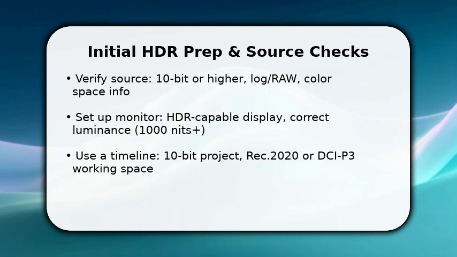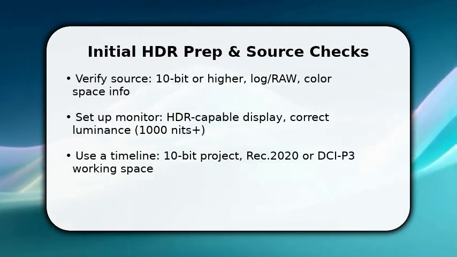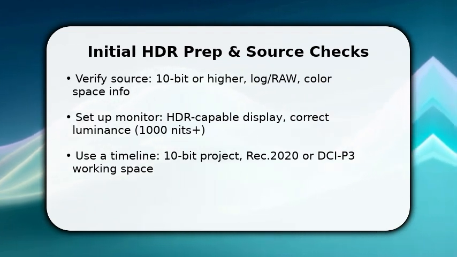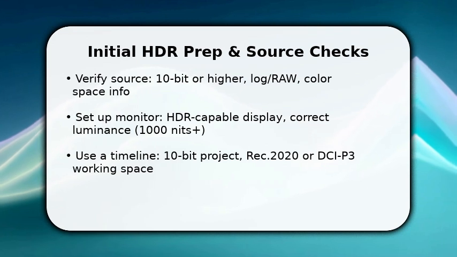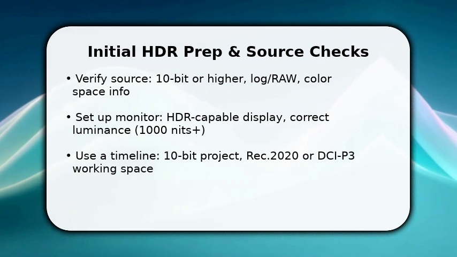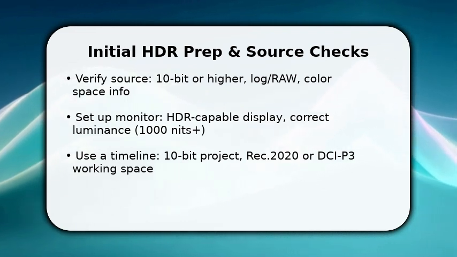You start by confirming your source and project settings so you don't waste time redoing work. Make sure you have a 10-bit or higher master or RAW/log footage. Once confirmed, create a 10-bit timeline using Rec. 2020 or DCI-P3 as your working color space.